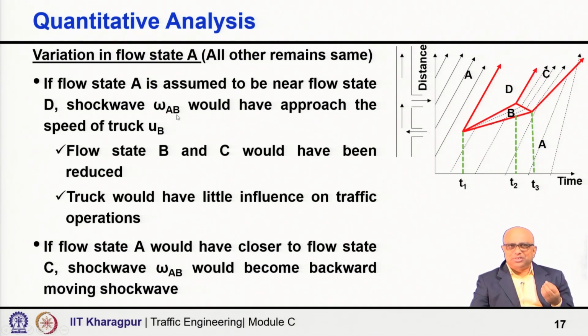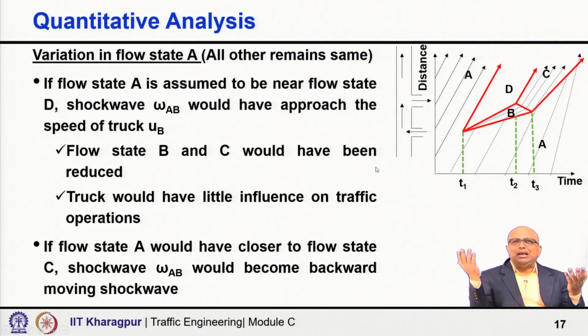The shock wave with speed omega AB would approach the speed of the truck, ub, right, because that is what you expect. Flow states B and C would have been reduced, the area whatever you are getting now, and overall the presence of this traffic state would have reduced to some extent, and eventually the truck would have little influence on traffic operation, because traffic state A is equivalent to D, no vehicle.